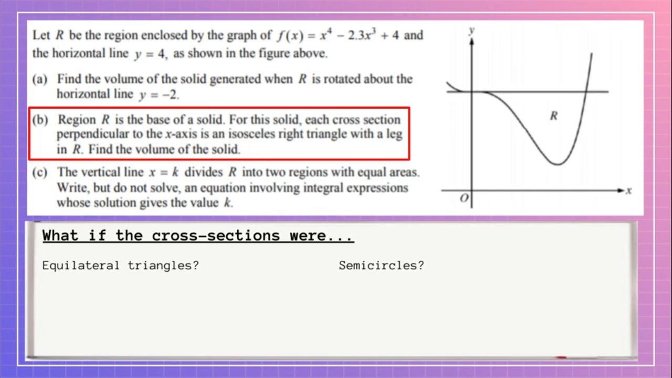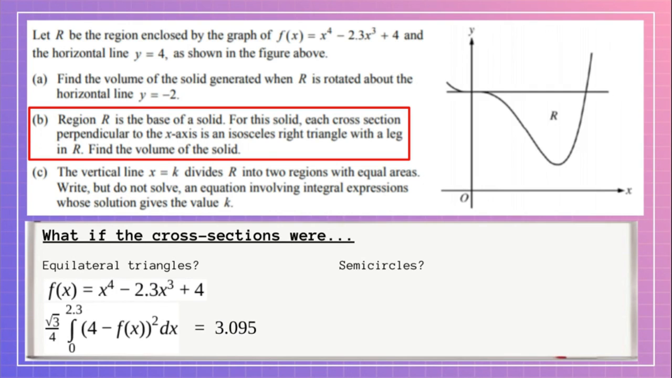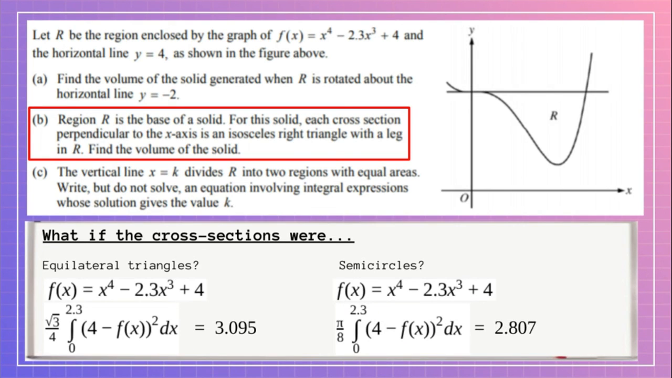But what if we had cross-sections that were equilateral triangles or semicircles? We would find S of x and the limits the same way, but the only thing that has changed is the constant out front. For an equilateral triangle, we would multiply the integral by the square root of 3 over 4, and we'd get 3.095. If the cross-sections were semicircles, we'd instead multiply the integral by pi over 8, and we'd get the answer 2.807.